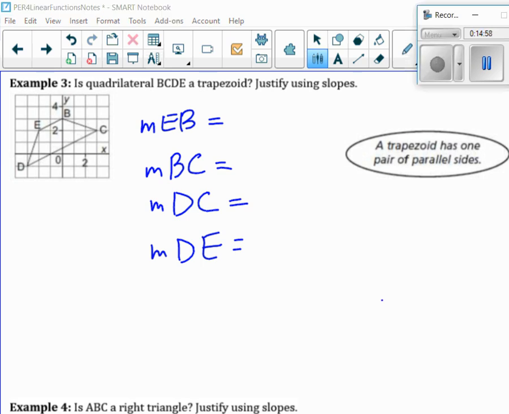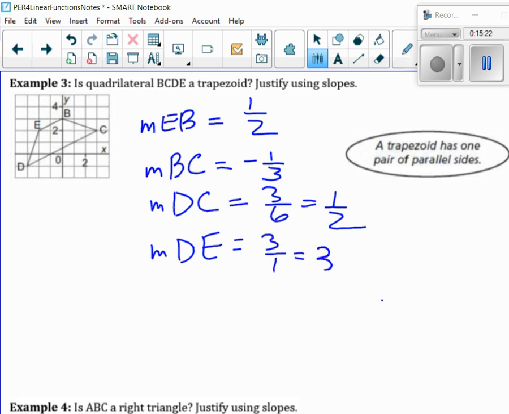Let's do this. Okay, EB. Up 1 over 2, 1/2, yes? BC, down 1 over 3, so negative 1/3, yes? DC, up 1, 2, 3 over 1, 2, 3, 4, 5, 6, so 3 over 6, which reduces to 1/2. And DE would be up 1, 2, 3 over 1. So then I get 3. Is that right? Did I do anything wrong there? You don't think so? Okay.